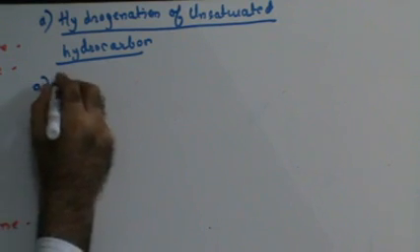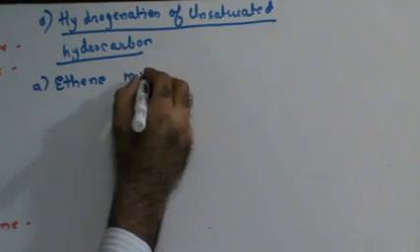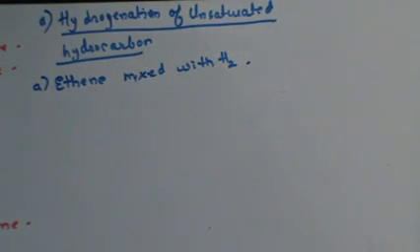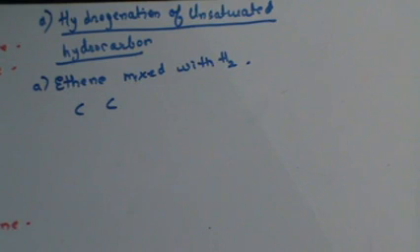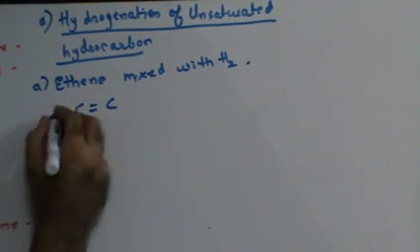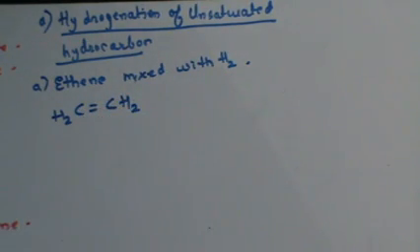What happens when ethene is mixed with hydrogen? Ethene, 2 carbon atoms. E means 2 carbon atoms. ENE means there has to be a double bond. ANE is single bond, ENE is double bond, YNE is triple bond, right? Now this carbon atom has 2 bonds, that means how many hydrogen atoms should it have? 2. This carbon atom has 2 bonds, therefore it should have 2 hydrogen atoms, right?